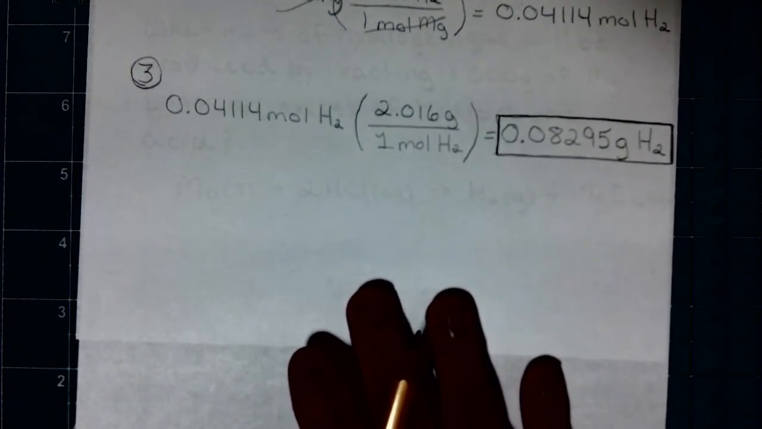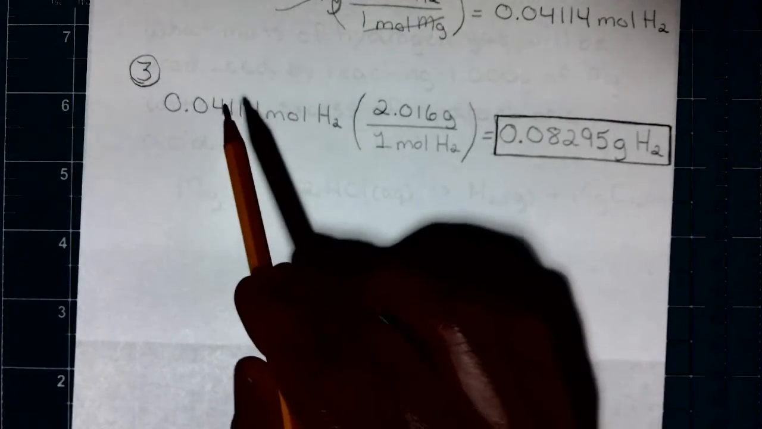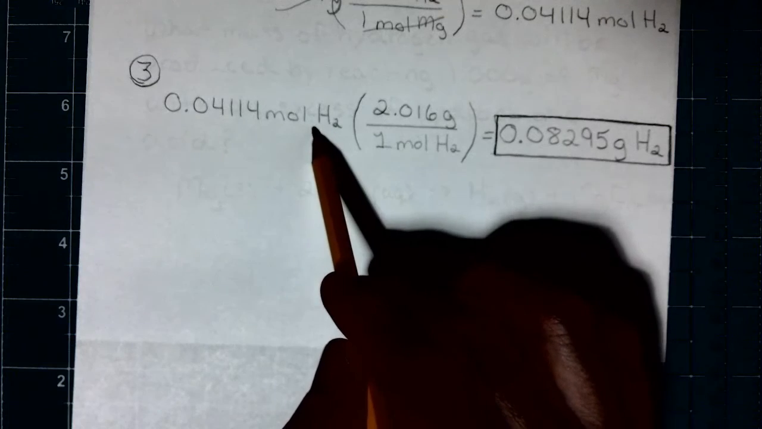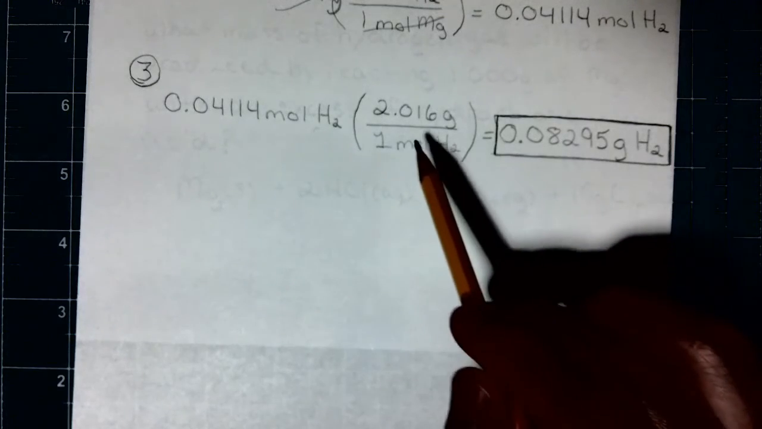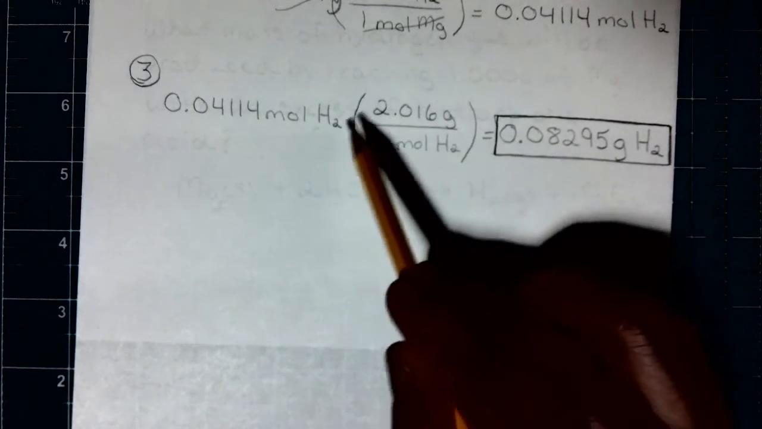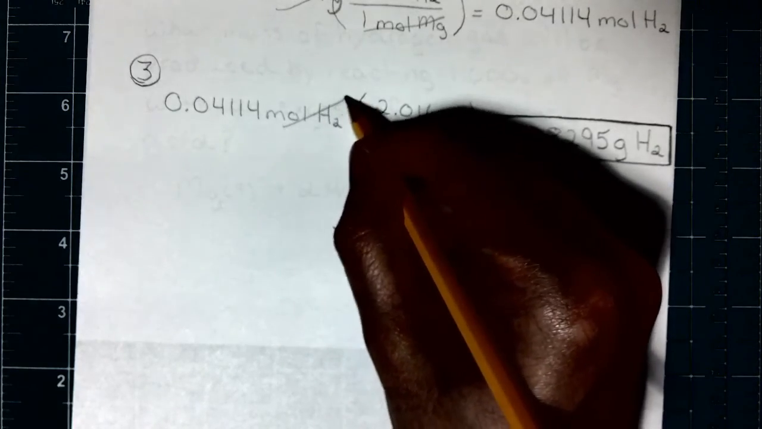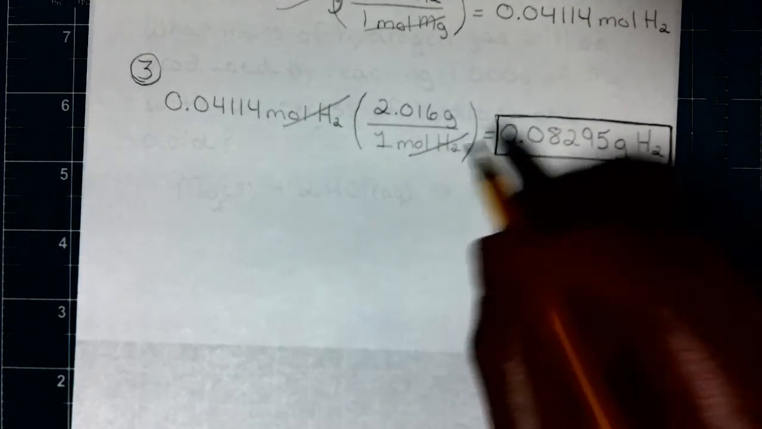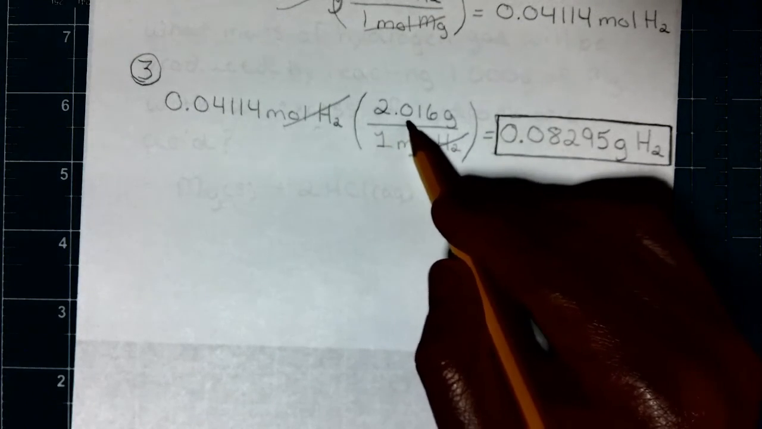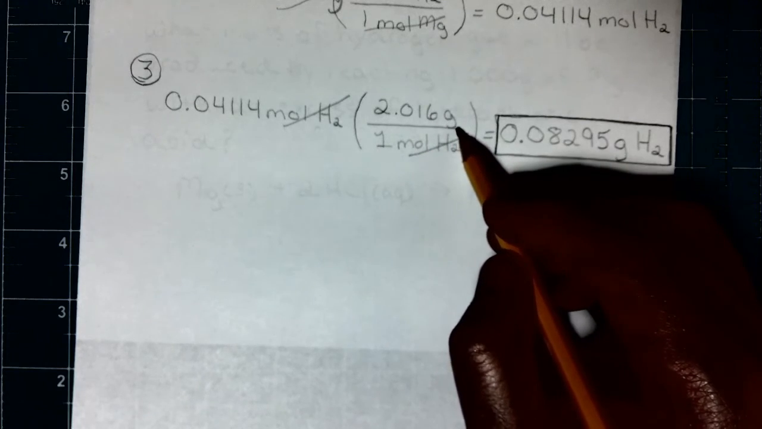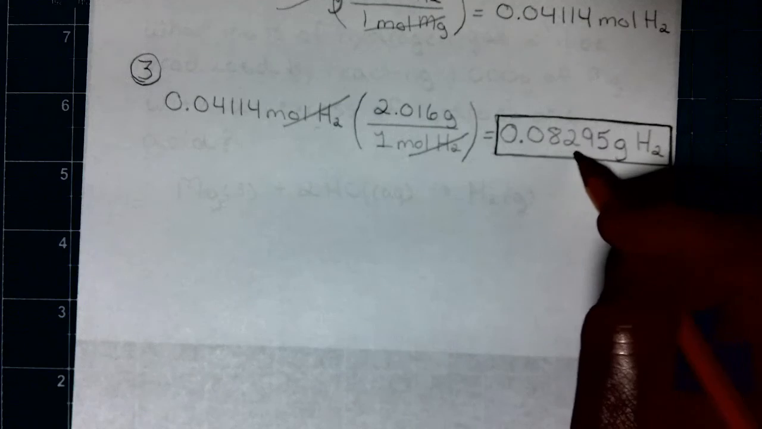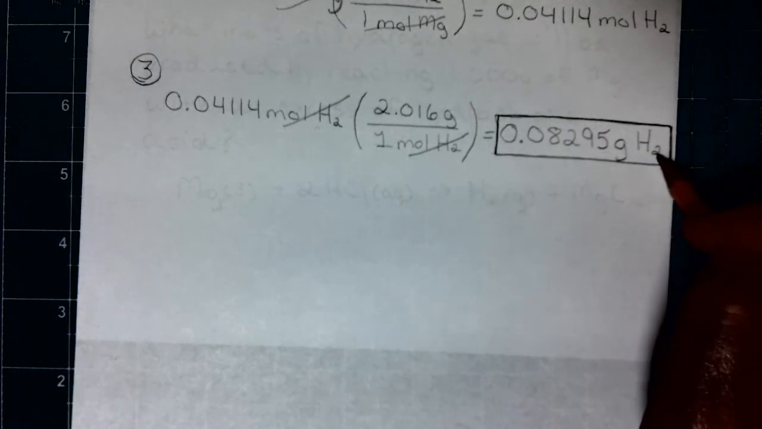Now the final thing that we wanted is not to know the number of moles of H2 that we're going to produce, but the mass of H2 that we're going to produce. To do that, we need to multiply it by its molecular weight. We'll cancel these moles of H2. We'll multiply by the 2.016 grams, and we get a total amount of 0.08295 grams of H2.